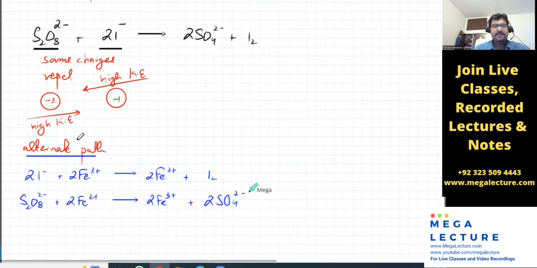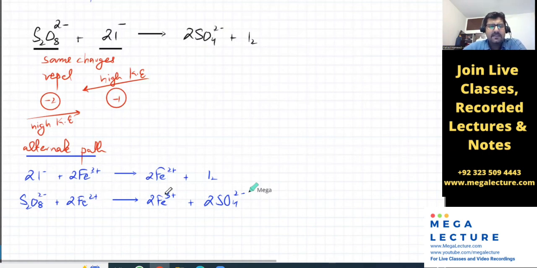So this is just an example. I'm just trying to explain how the activation energy is reduced by adding a catalyst. These two were not going to react with each other. We wanted them to produce these two things, but they were not willing to react with each other. So when I added Fe3 plus, which had a positive charge, the negative ions were automatically attracted to the Fe3 plus. I minus gave electrons to it. It became Fe2 plus. I2 was formed. The S2O8 2 minus was wanting to gain electrons. It took them from Fe2 plus, and this is formed.